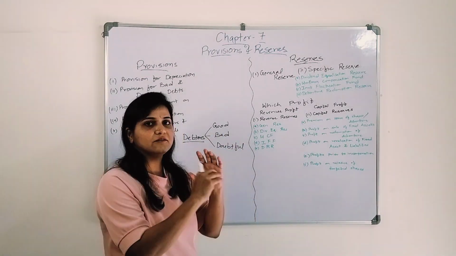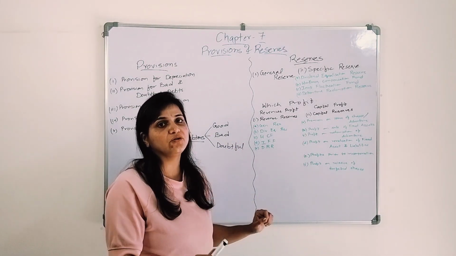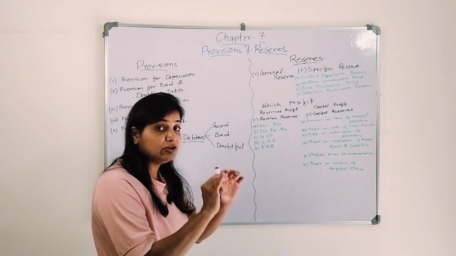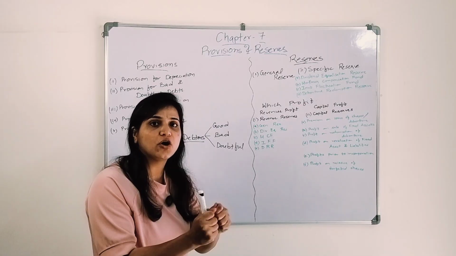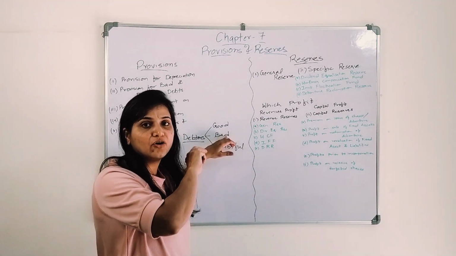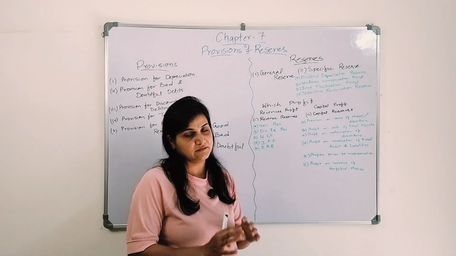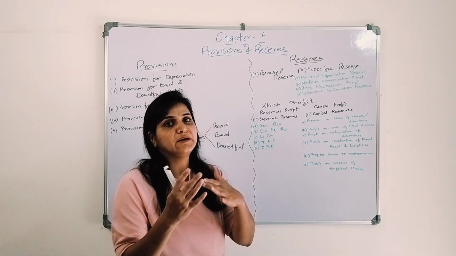Okay, so bad debtors means you have sold the goods to that person and you know that person is not going to pay. You consider them as bad debts. There is a surety that these debts are not going to be paid off. And there are doubtful debts. Doubtful debts means they may pay, they may not pay.